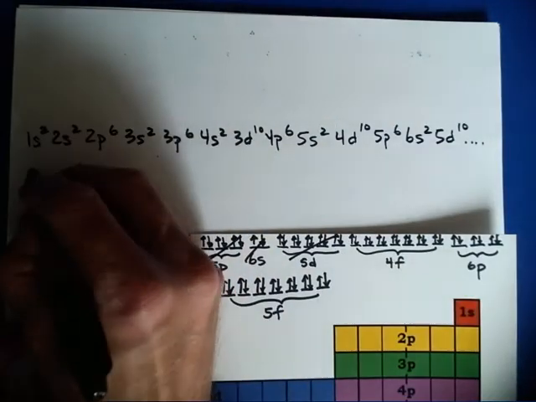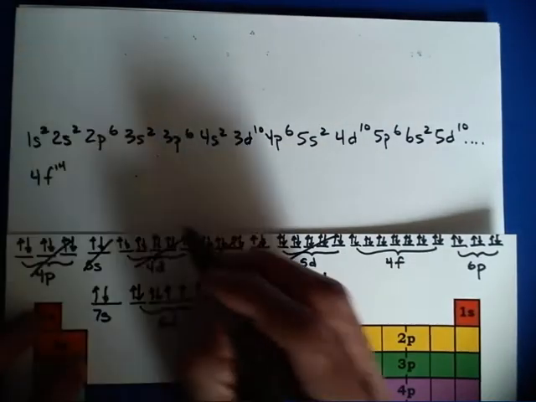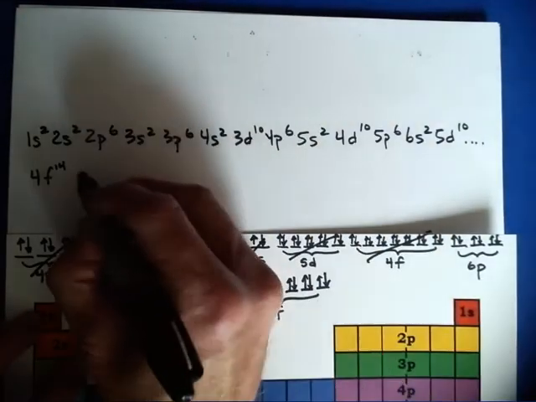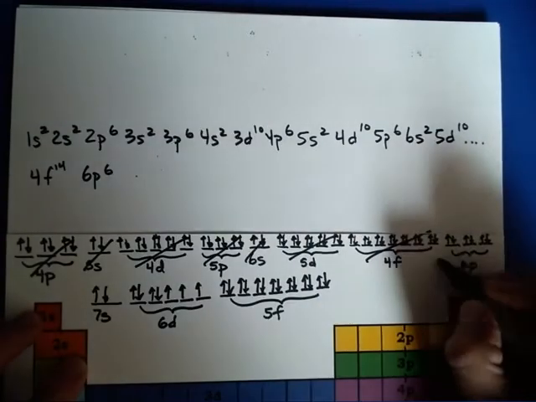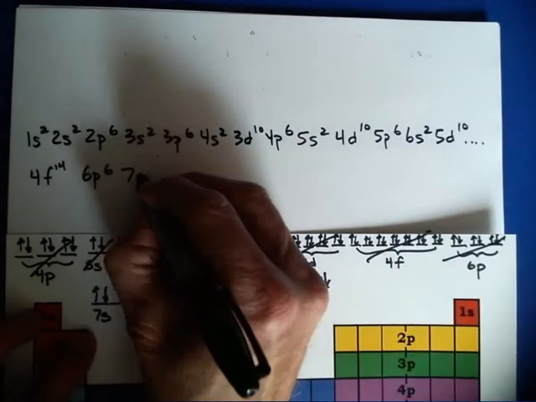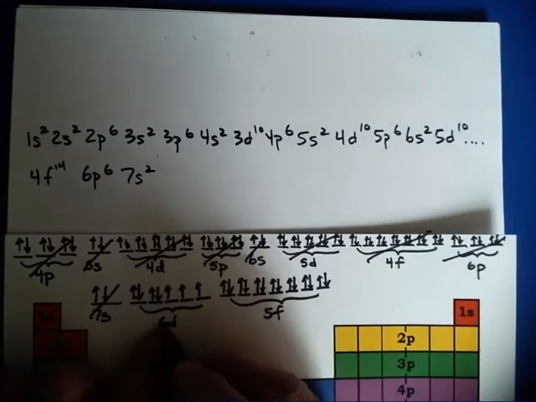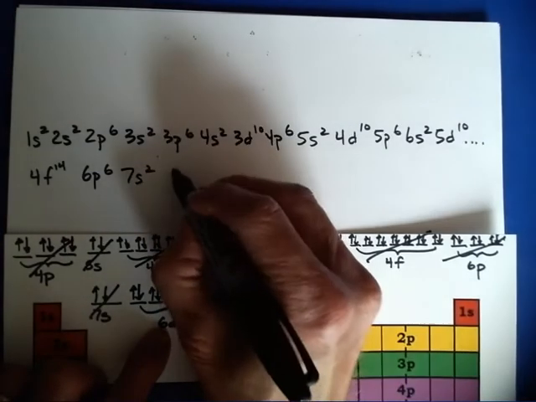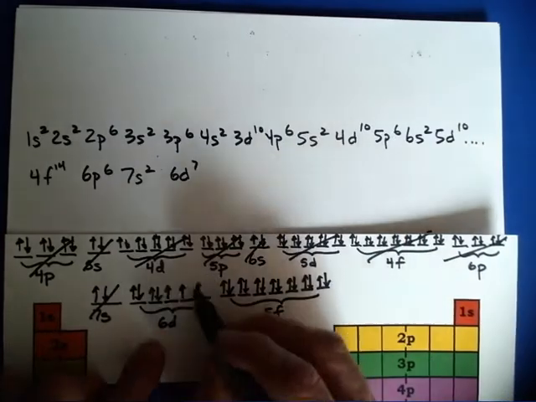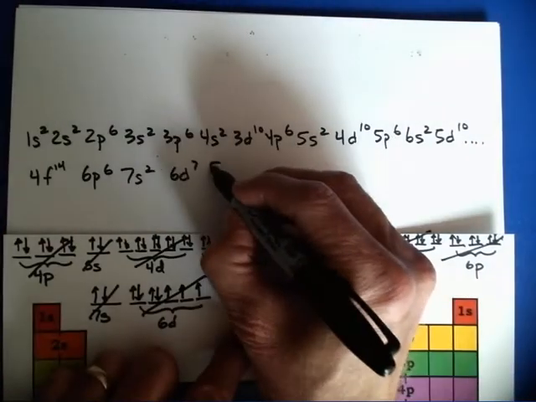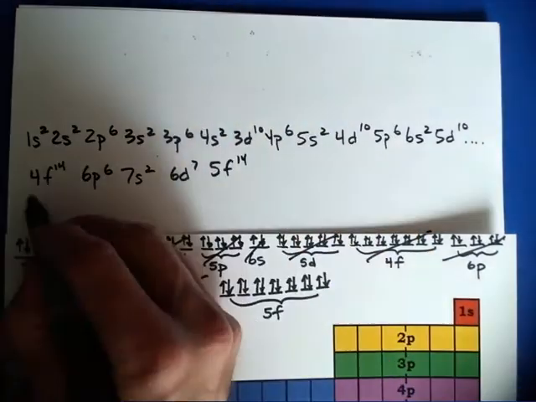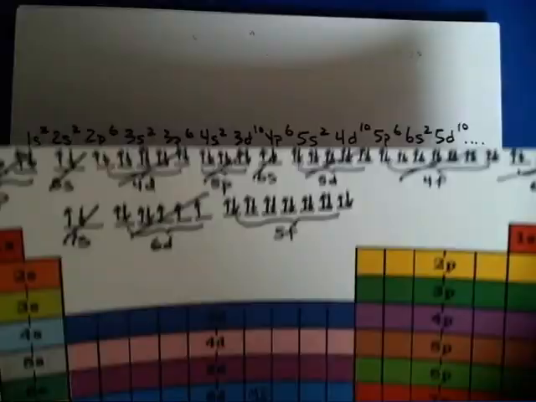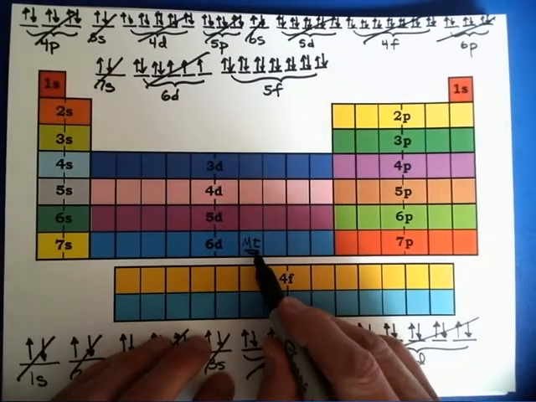That's 4f14. The F's get 14 if they're filled. 6p6, 7s2. Looks like 6d. Let's count them. 1, 2, 3, 4, 5, 6, 7. This could be 6d7 and 5f14. Wow, that's the SPDF notation for the element meitnerium.